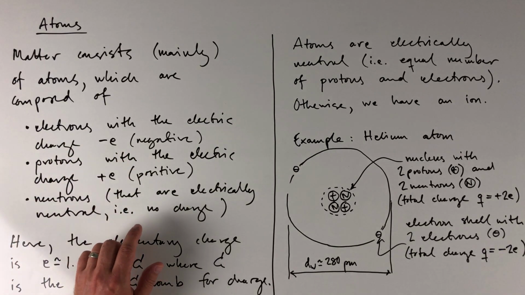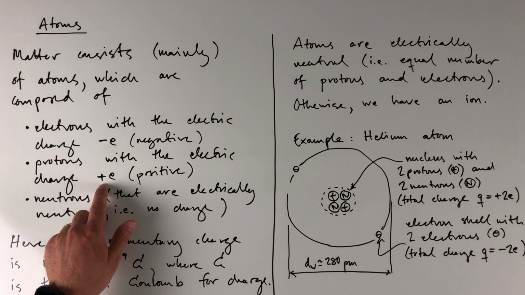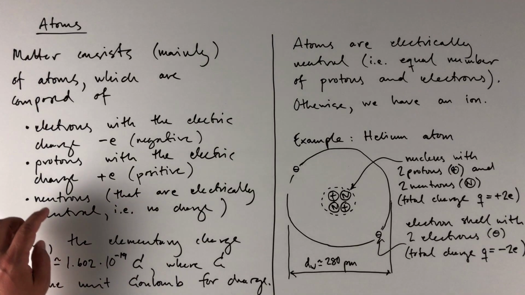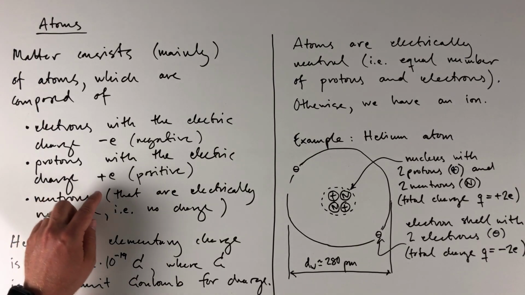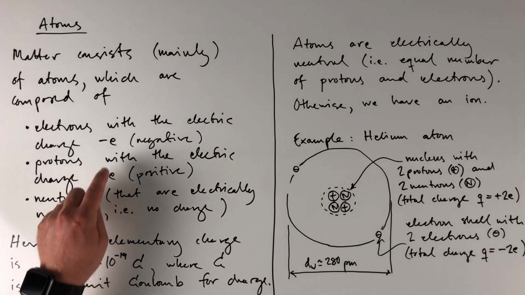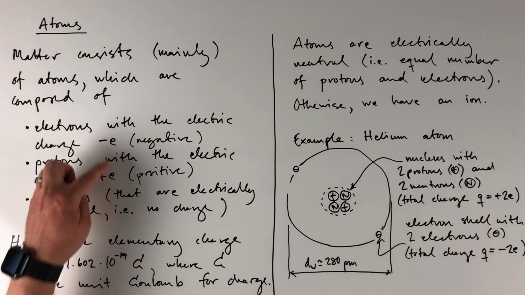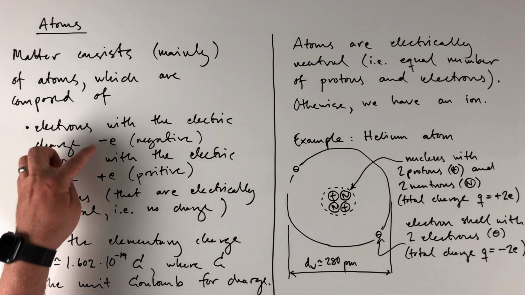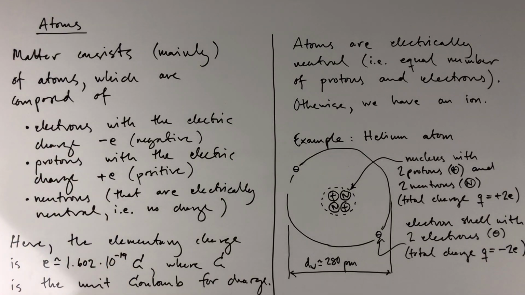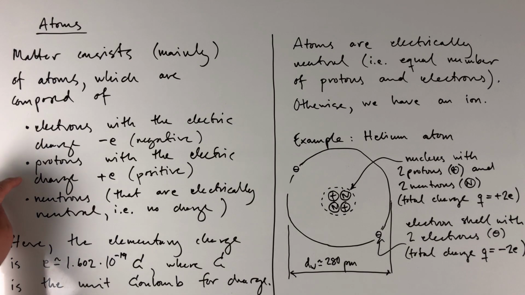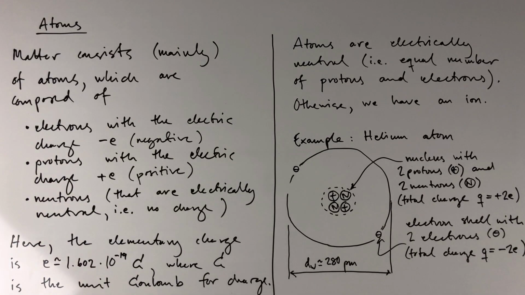The proton has the electric charge plus the elementary charge, which makes it positively charged. So we note that the strength of the charge for the electrons and the protons is identical. They only differ in sign. The electrons are negatively charged and the protons are positively charged, but the amount of charge is identical.